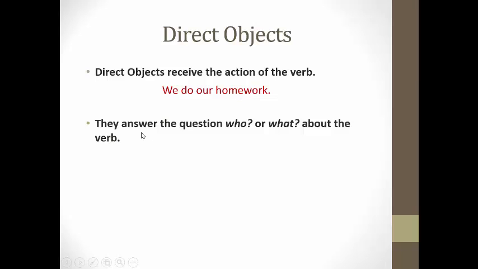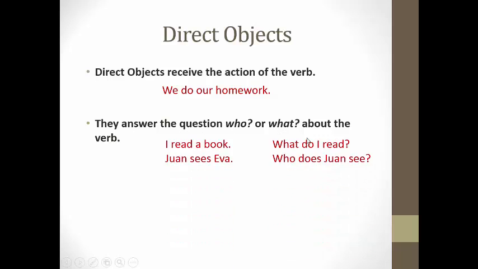You can easily find the direct object in a sentence by asking the question who or what about the verb. Look at these two sentences. I read a book. What do I read? A book. Okay, so book is my direct object. Here, Juan sees Eva. Who does Juan see? Eva. So Eva is my direct object.